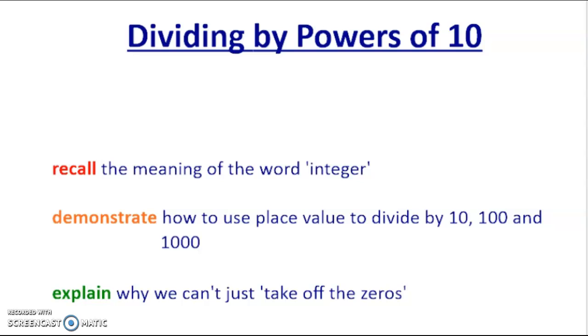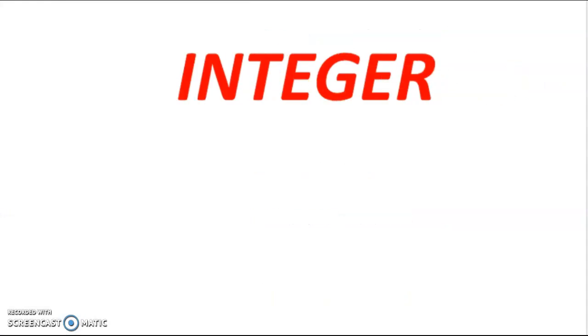Today we're going to look at dividing by powers of 10. Looking at our learning objectives today, we're going to recall the meaning of the word integer. That's a word that we looked at last week. We're going to demonstrate how we can use place value to divide by 10, 100 and 1000. And hopefully we will be able to explain why we can't just take off the zeros like you might have done in primary school. So let's have a look to start with at integer.